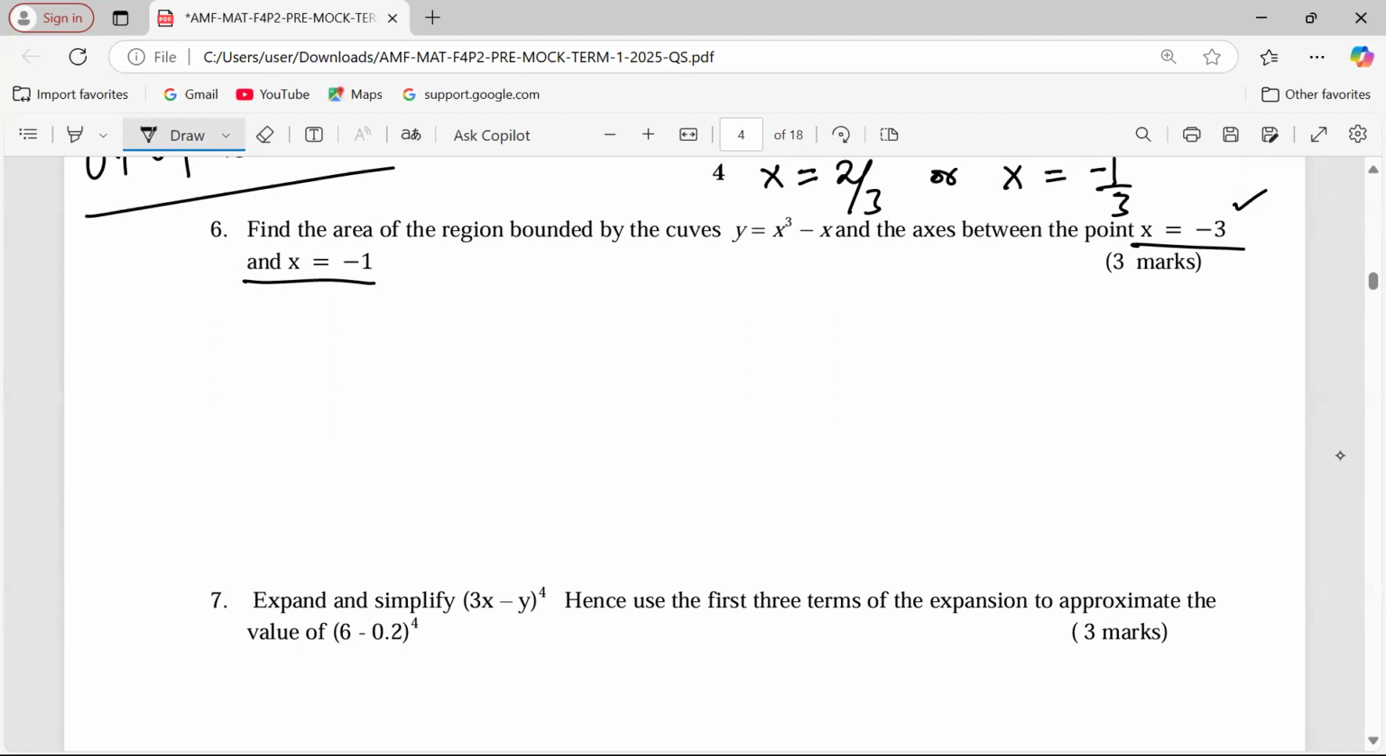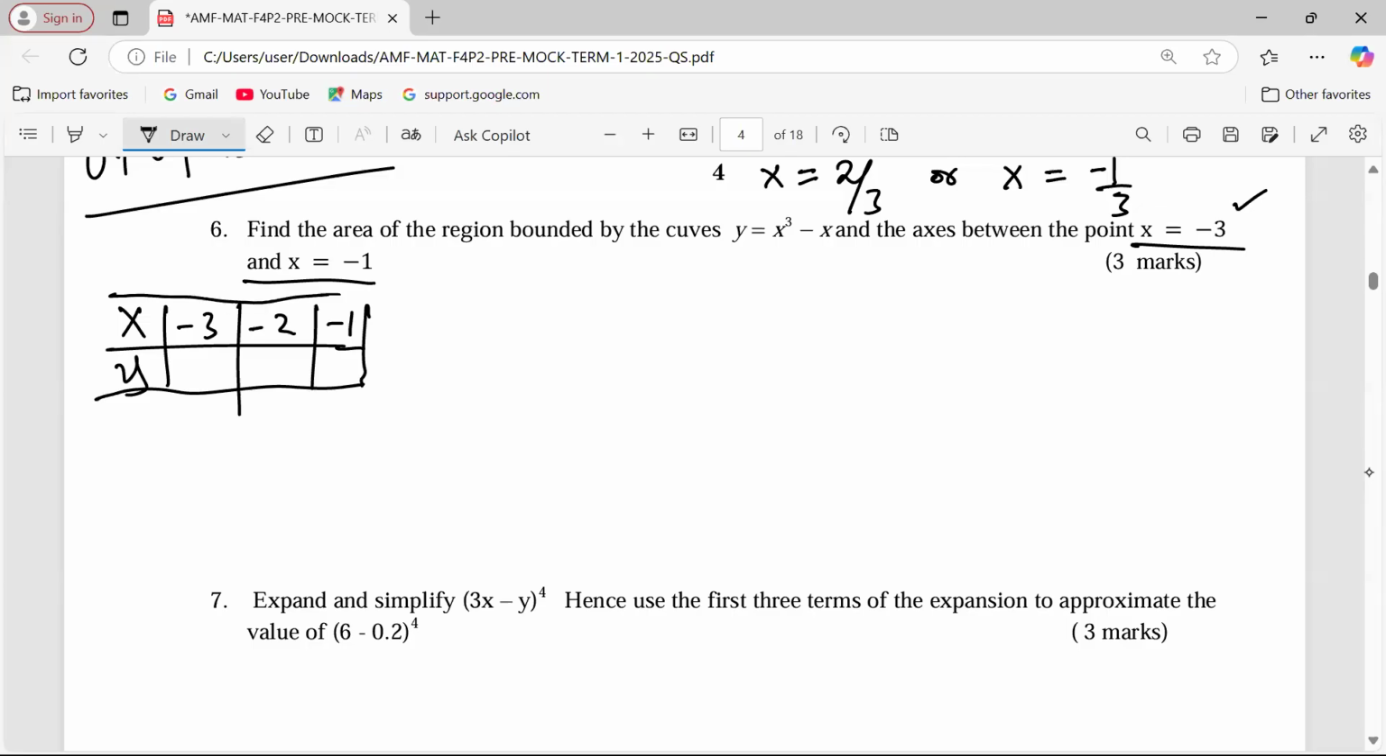Something that I advise my learners to do about area by integration is that you should never attempt applying integration on a function which you have not plotted within the provided domain. X equals to negative 3, x equals to negative 1. So the first thing you do, just sketch this curve. We are having x and y. From negative 3, go to negative 2, then go to negative 1. Let's see, how is the curve behaving within these limits?